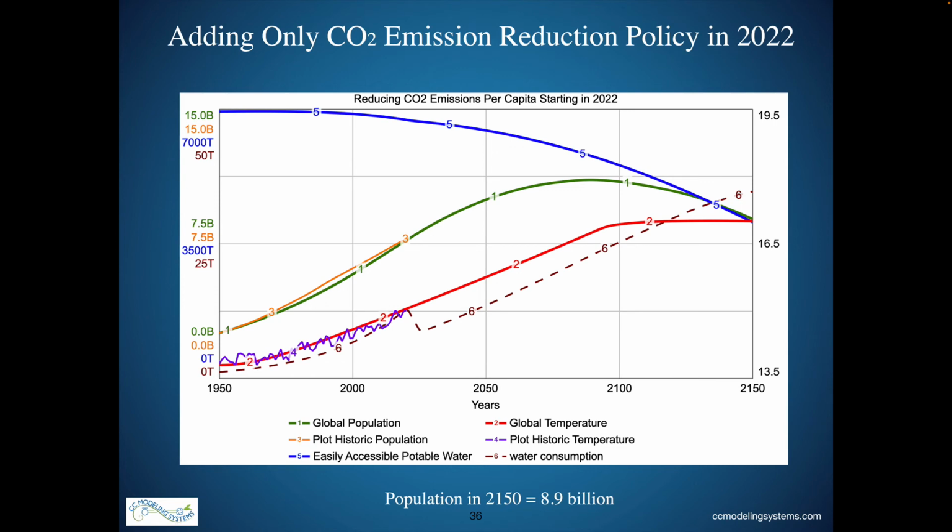Now let's look at the possible outcome of 3 potential policies to try to improve the future scenario for the global population. In this scenario, we reduce CO2 emissions as before and see that global temperature levels off. Global population in 2150 for this policy rises to 8.9 billion people.